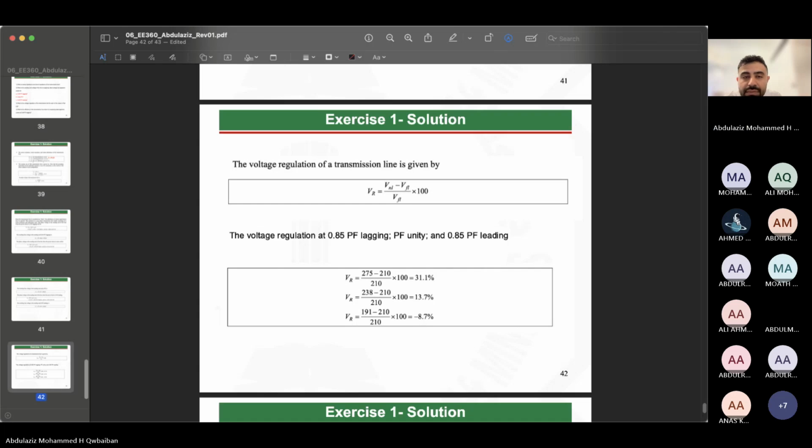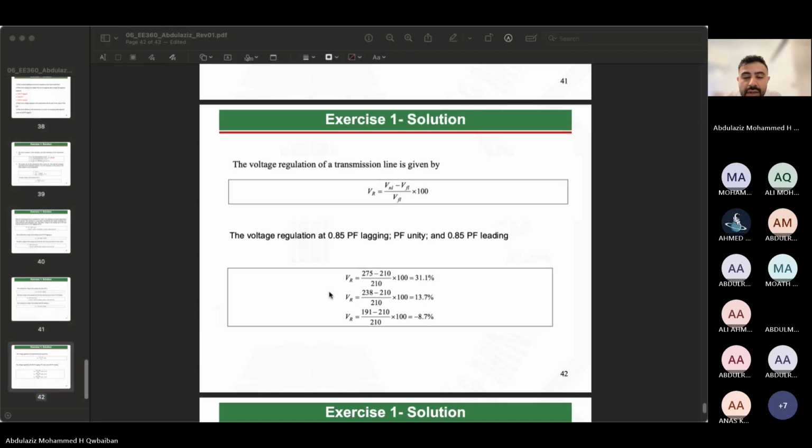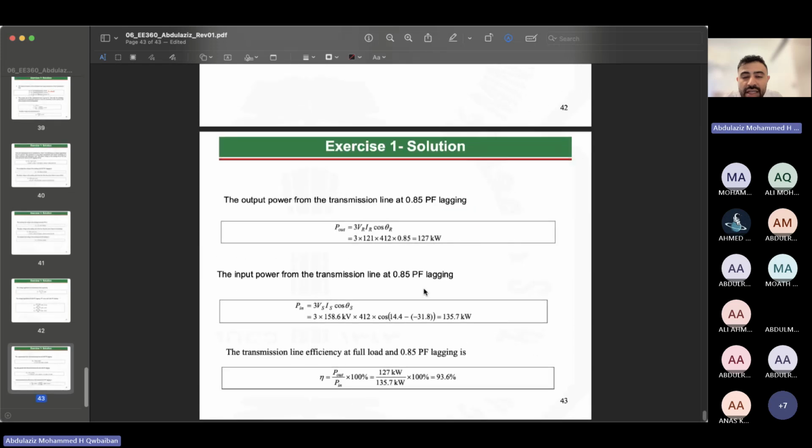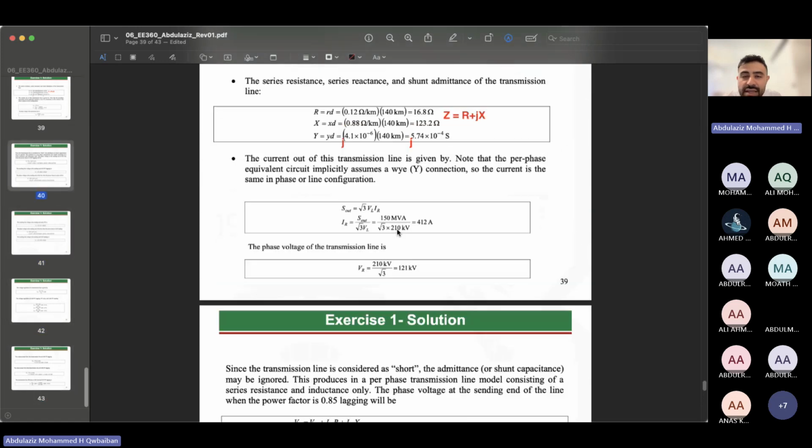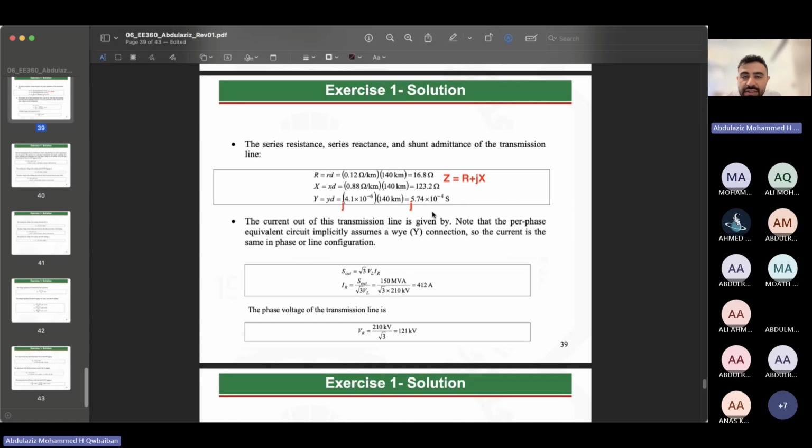Okay? And you can do the exercise with the efficiency. It's 93.6. The efficiency is only for 0.85 lagging. So do this exercise at home. Any question about this exercise? Okay, fix the typos, okay?